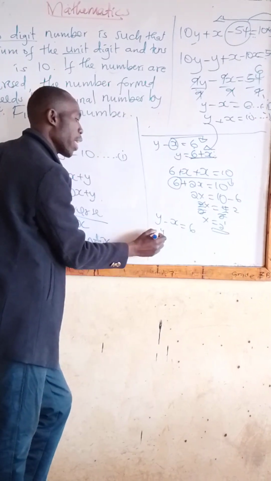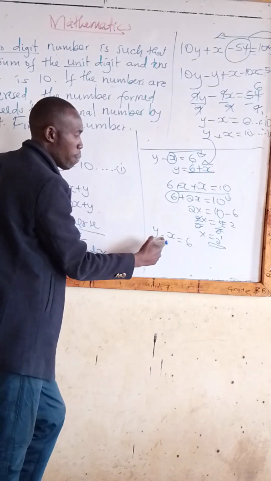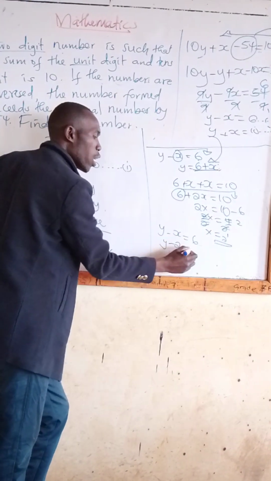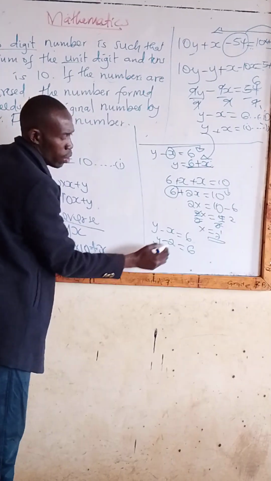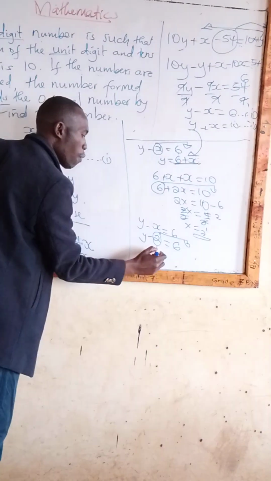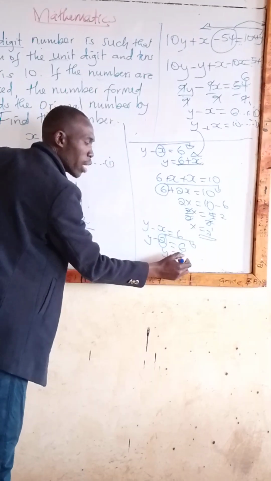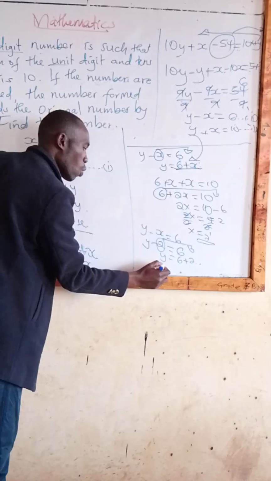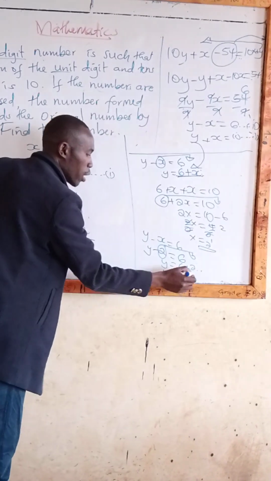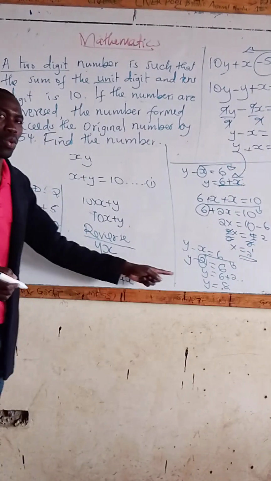So therefore, y minus x, and our x is 2. So y minus 2 is equal to 6. What do we do? We take this minus 2 to the other side. So we'll have y alone is equal to 6, where here we had a minus, when it goes there it becomes what? A positive. So our y will be equal to 6 plus 2, which is 8. Now, therefore, x is equal to 2, y is equal to 8.